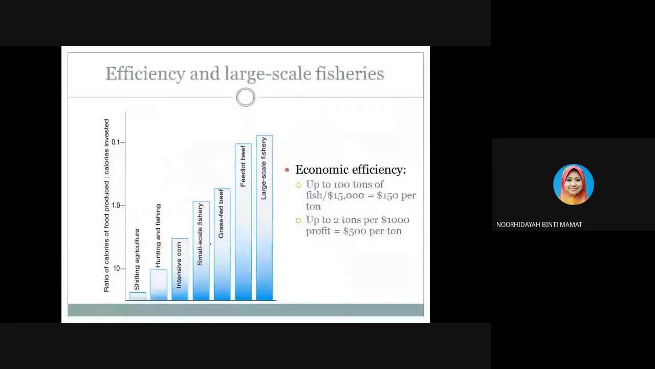All right, so the efficiency of large scale fisheries. We will have economic efficiency, which is up to 100 tons of fish for about $15,000 of economic gain from the fisheries. That is about $150 per ton, and up to 2 tons can get more, to $1,000 profits, for about $1,500 per ton. So this is the efficiency of large scale fisheries, which affects the human economy.